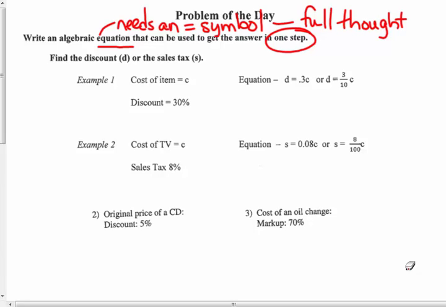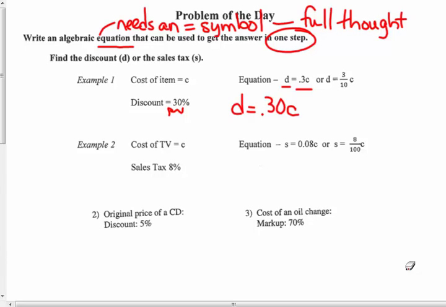So the cost of an item is C. The discount is 30% off. So the discount D, we're changing our percent to a decimal and then multiplying, we would get D equals 3/10 C, or 3/10. I know some of you like to show it as 30/100ths times the cost of whatever the item is, C.